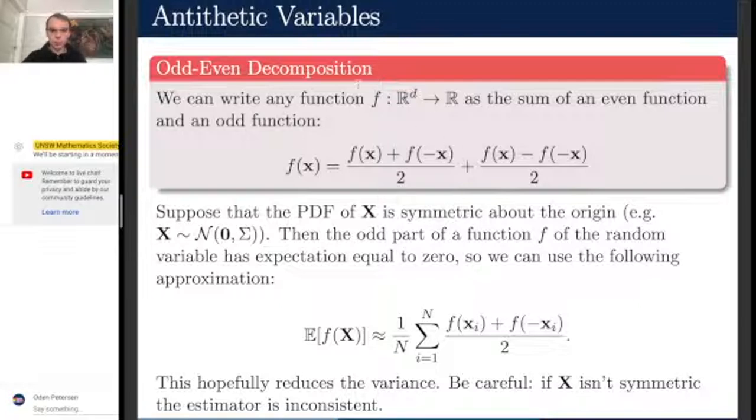So I guess that's two different ways to look at this method of antithetic variables. And the thing that we hope for here is that by doing this, by getting rid of this extra component of the function, we will reduce the variance of this estimator of the function, this Monte Carlo estimate.